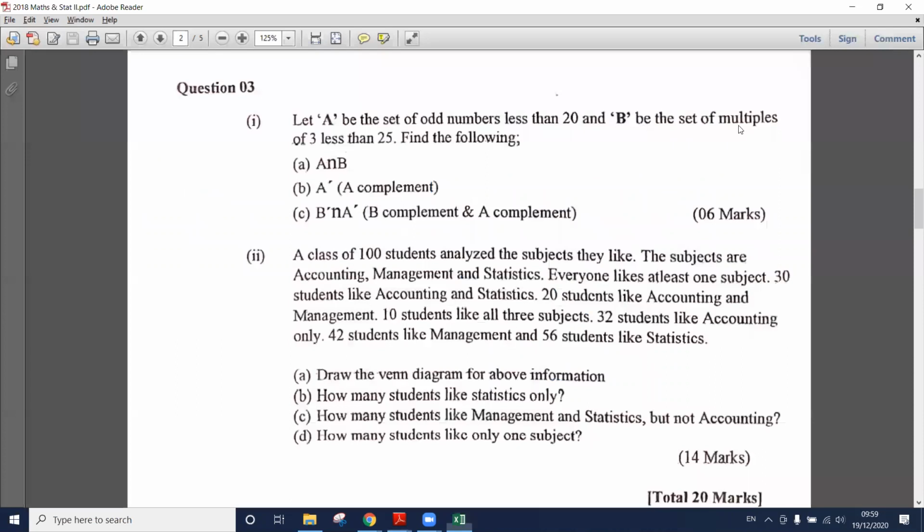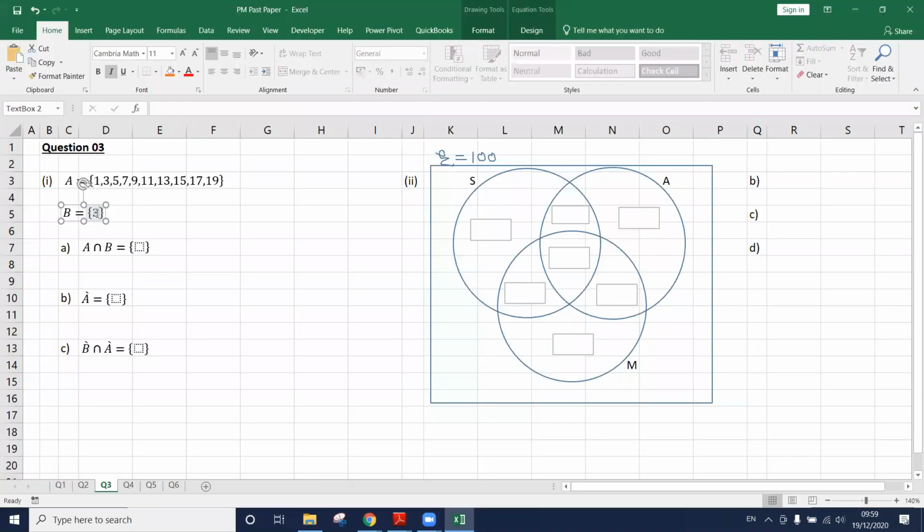And B be the set of multiples of 3 less than 25. It must be a multiple of 3, and it must be less than 25. Right? Multiples of 3 less than 25. What are there? 3, 6, 9, 12, 15, 18, 21, 24. Right? So these are the elements of set B.